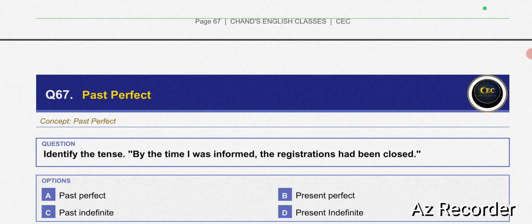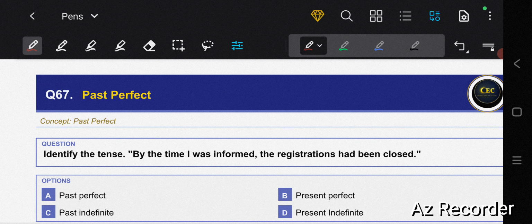Okay, so how can we get it as the past perfect? We see over here, though, this one is in past. Okay, was informed. How can it be? Past, was, and the V third form, it's in passive structure.